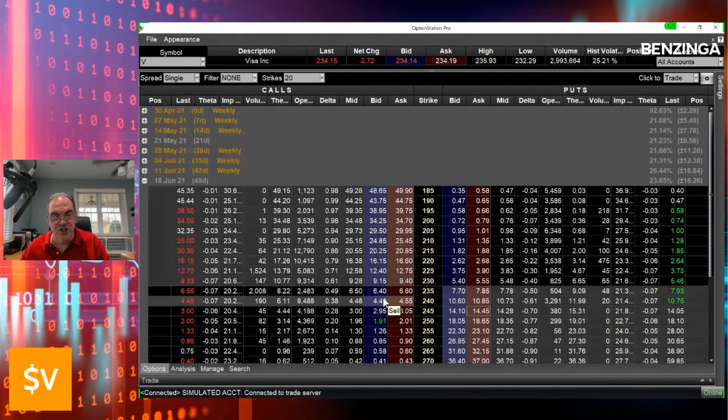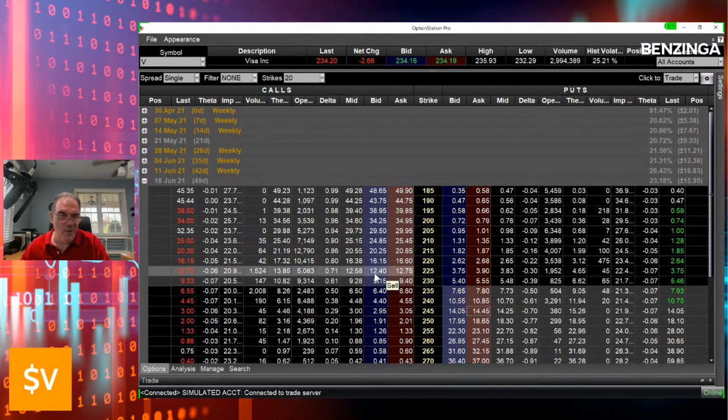Really tight bid-ask spreads, which is awesome. Up here, 40 by 75, not too bad. But this is the 240. I think you had 240 there, right? Yep, 240. Very tight, 15 cents. But for me, I would go with the 225.